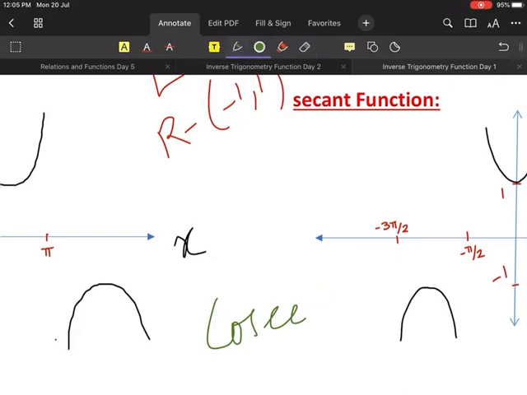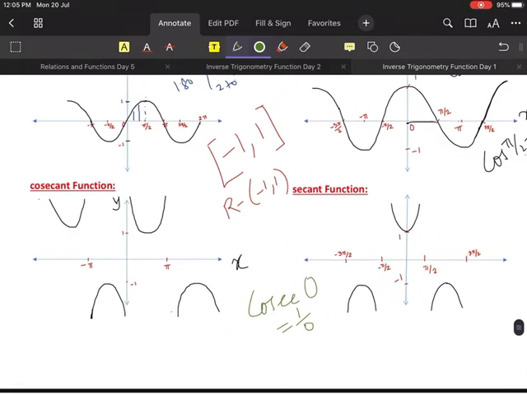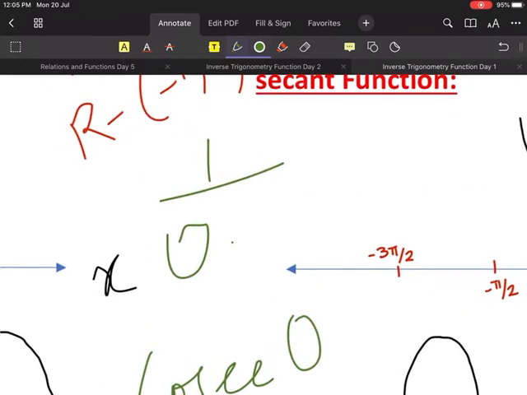1. Very good. If something is 0, cosec is what? 1 by sine, right? So cosec 0 will be 1 by 0, since sine 0 is 0. So cosec 0 is actually 1 by sine 0. Yes or no? Everybody clear? Now 1 by 0 is undefined. Very good. So what does undefined actually mean?